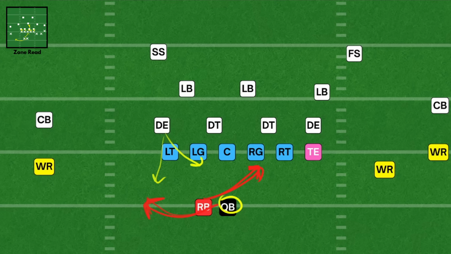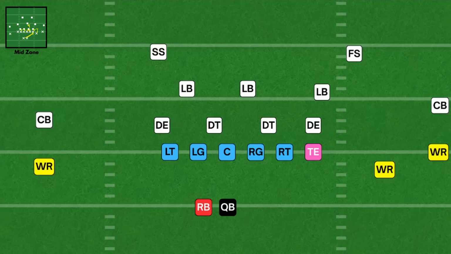The purpose of zone read is to punish aggressive defensive ends who crash the run too quickly. It adds another running threat for the defense to take into account, the quarterback. Of course, zone reads benefit most from mobile quarterbacks who pose serious running threats like Lamar Jackson.